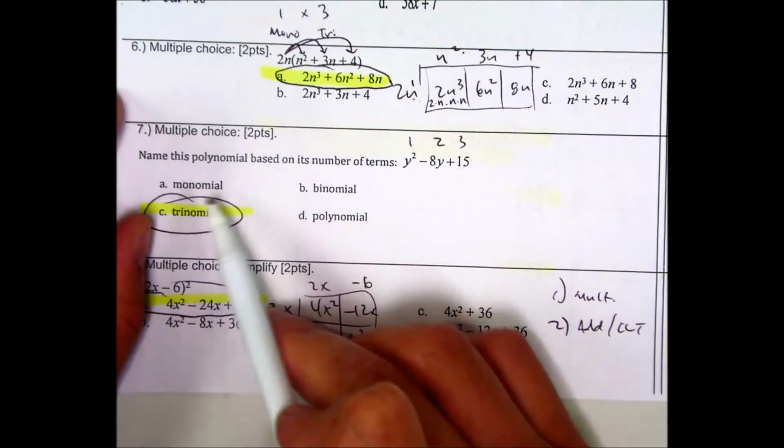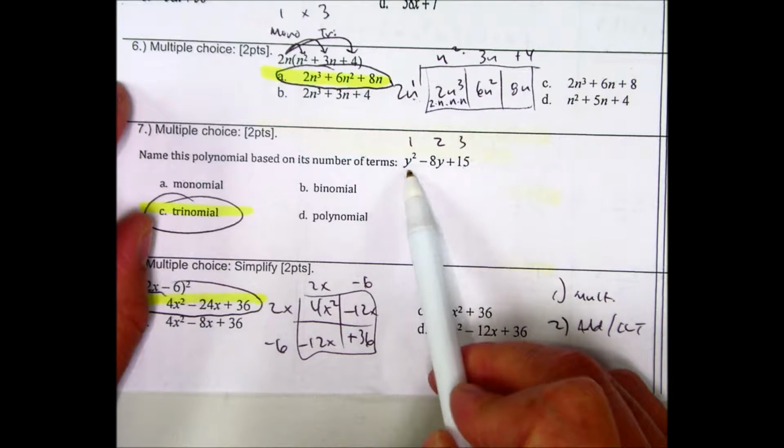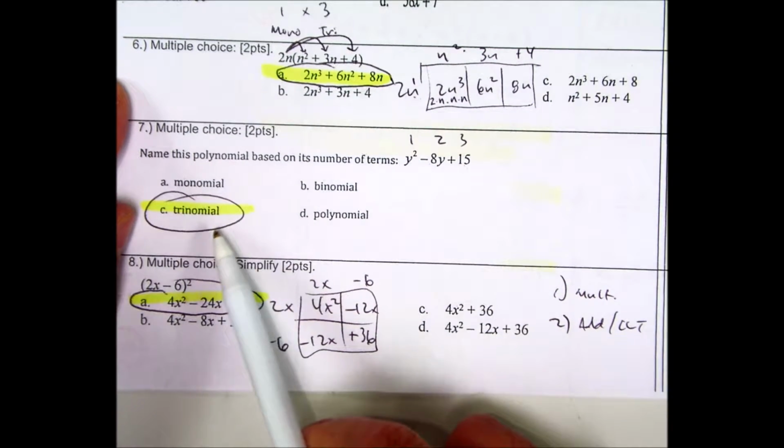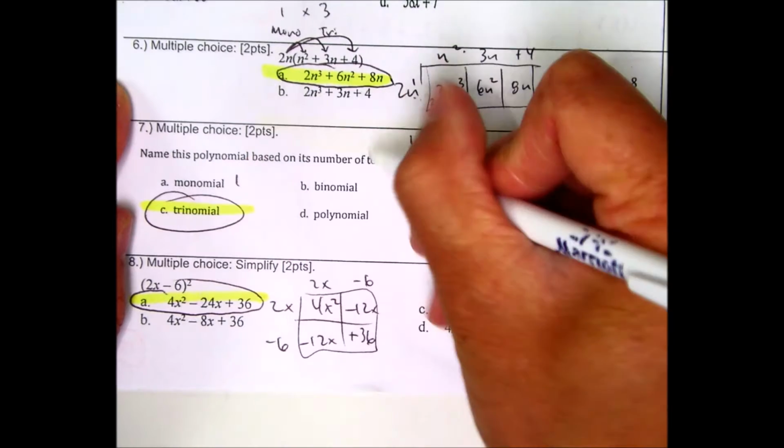Question number 7. Name this polynomial based on its number of terms. There are 3 terms, 1, 2, 3. Therefore, this is a trinomial. Monomial is 1, binomial is 2.